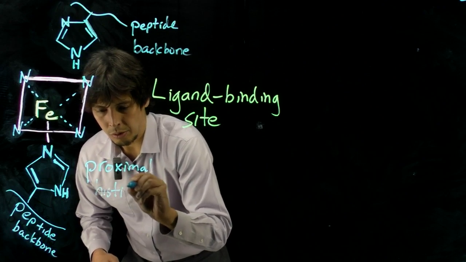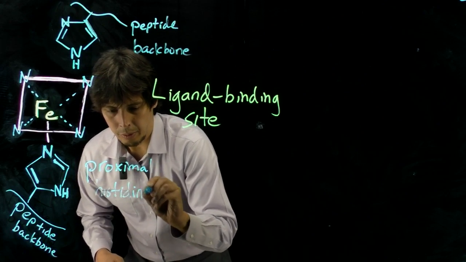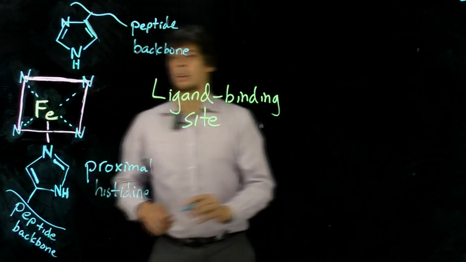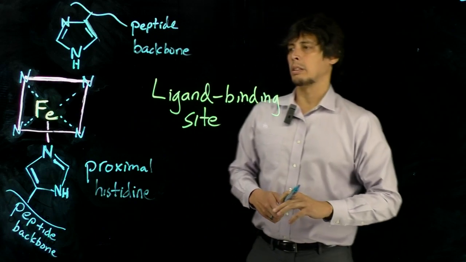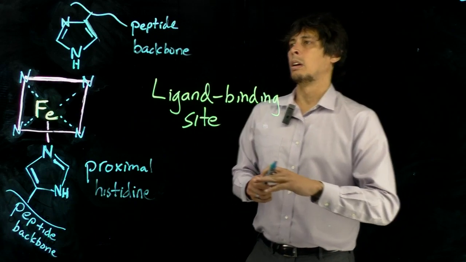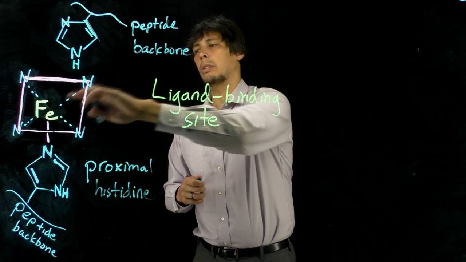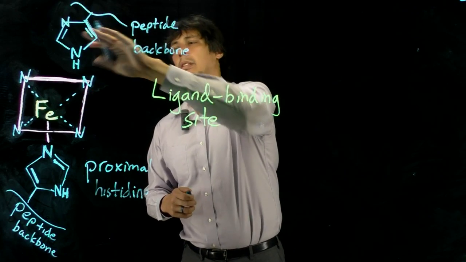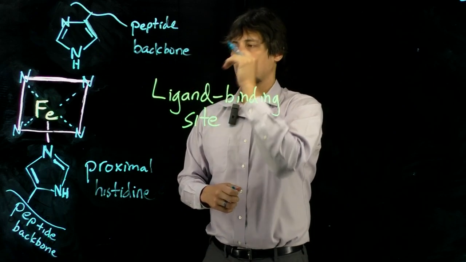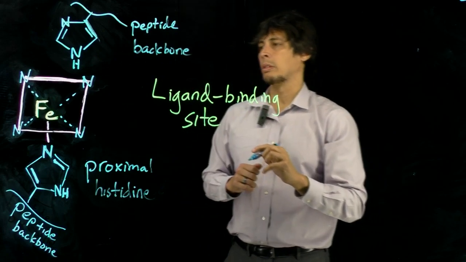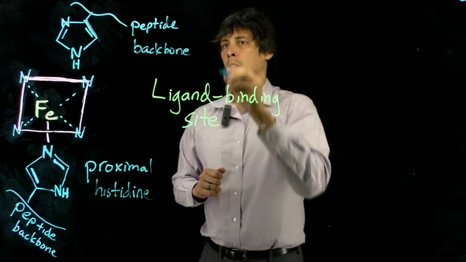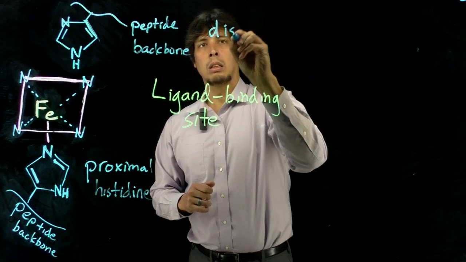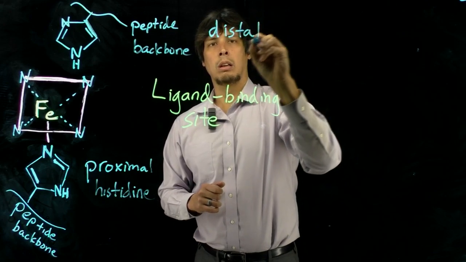And again, this comes from the protein backbone here. There's also a second histidine, which is really critical for this, and that's not coordinated to the iron, but is above the pocket where the oxygen is going to bind. That'll become really important as we get to it in a second. So this is called the distal histidine.